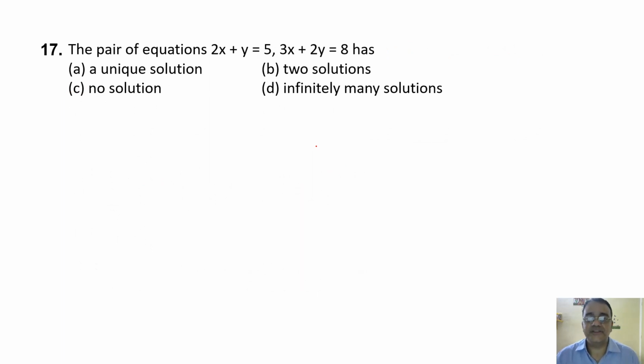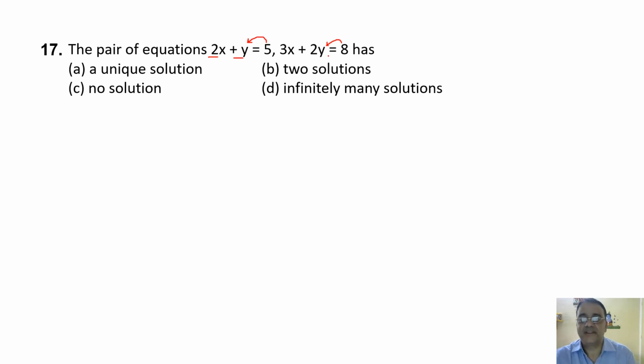The pair of equations 2x plus y is equal to 5, 3x plus 2y is equal to 8 has. Again, we will write a1 b1 c1, a2 b2 c2. But before that, there is no need to write this; calculate in your mind that we have shifted it. Now what is a1? Plus 2. b1 is plus 1, c1 is minus 5, a2 is plus 3, b2 is plus 2.